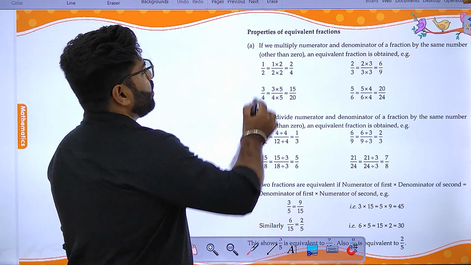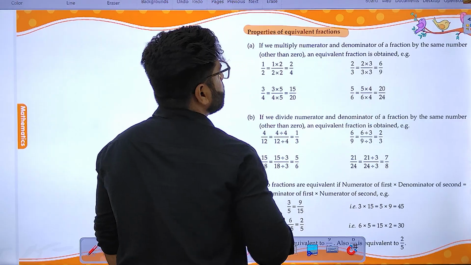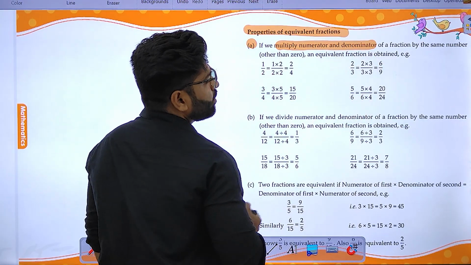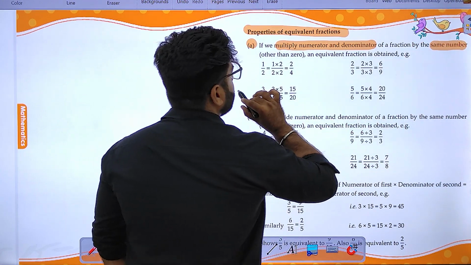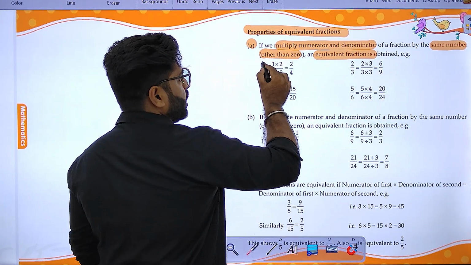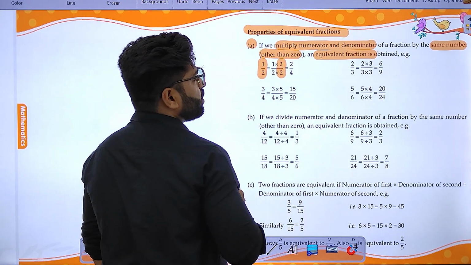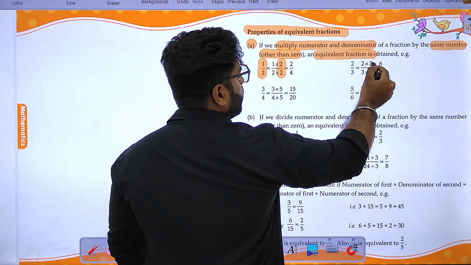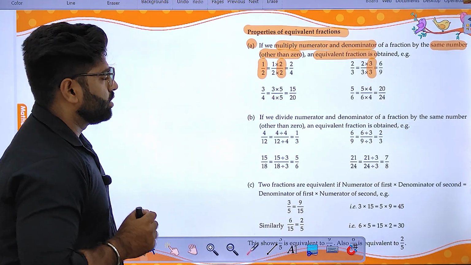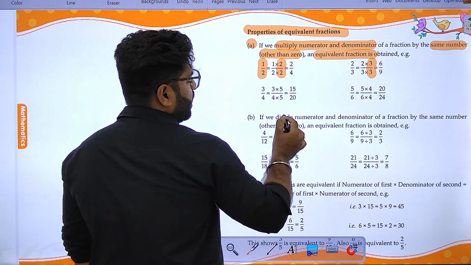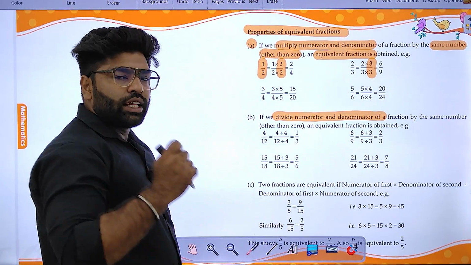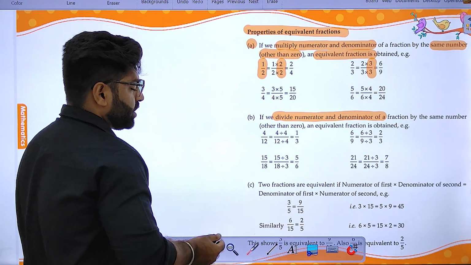Okay, here we are having properties of equivalent fractions. The first one: if we multiply the numerator and denominator of a fraction by the same number other than 0, an equivalent fraction is obtained. So here in 1/2, we have multiplied by 2/2, and here we multiplied by 3/3. So they are both equivalent fractions. Similarly, if we divide numerator and denominator by the same number, they are also known as equivalent fractions.